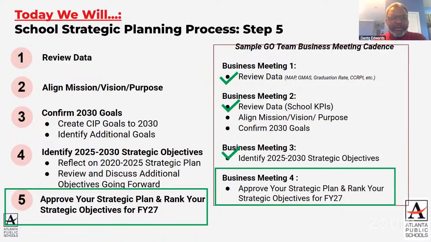And so as we've gone along this year, this is where we are right now, to the point where we are approving our strategic plan and ranking our strategic objectives. And so we are now here at this meeting 4 to do just that. And then we'll talk about the allocation component later on in this presentation and how we'll get to that point.